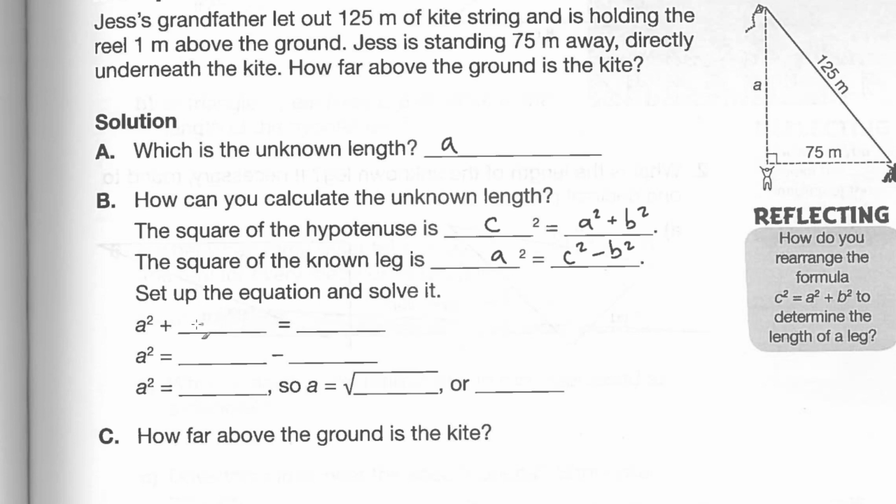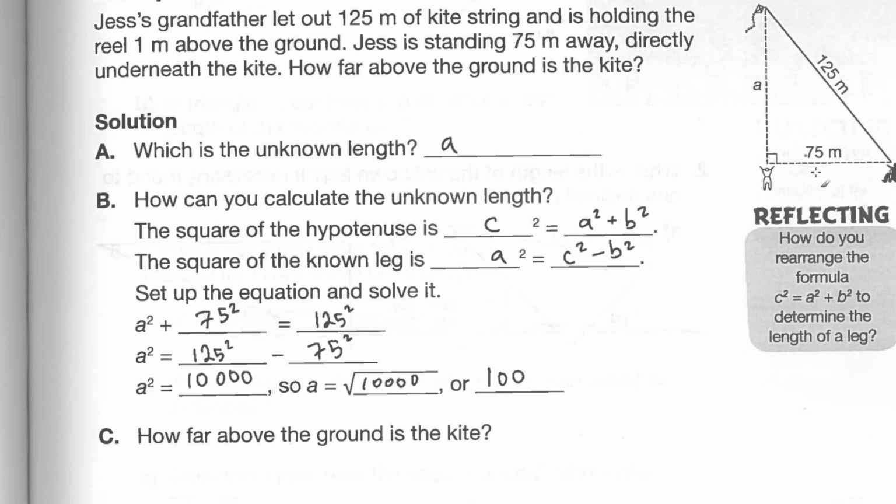A squared plus 75 squared is equal to 125 squared. So A squared is equal to 125 squared minus 75 squared. 125 squared minus 75 squared is equal to a nice round 10,000. So A is equal to the square root of 10,000, which is 100. So how far above the ground is the kite?